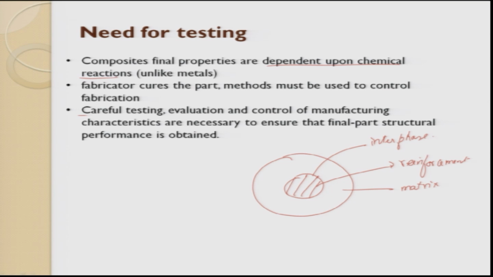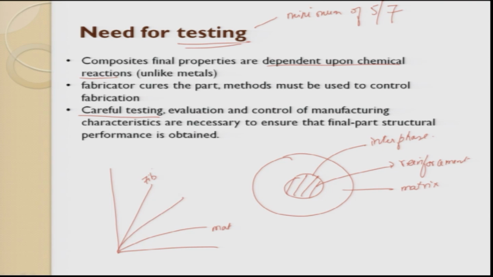So there is always careful testing required, and it is not easy like metals. Here you are supposed to properly grip and then conduct your evaluation properly. And I advise that whenever you want to do testing, please do a minimum of 5 to 7 samples to really understand the phenomena, because at matrix failure there will be a jump. Whatever is drawn schematically, we say that this is the fiber response, this is the matrix response, and this is the composite response.